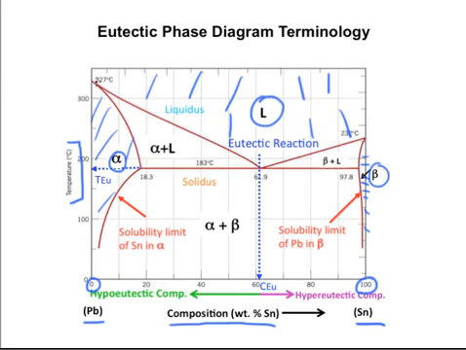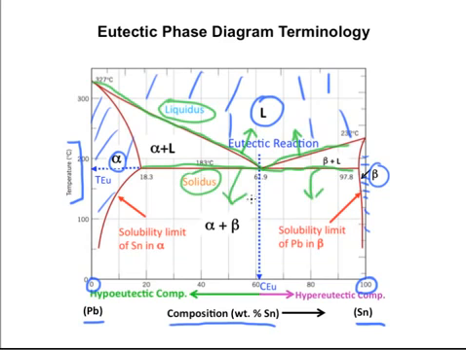Now it is important to note that this V-shaped line is important because it is the liquidus line, meaning that anything above this line is a liquid. Also, this line right here is the solidus line, meaning that anything below this line is a solid. There are a few other important lines on this graph, one being this line over here, and the other being this line over here.